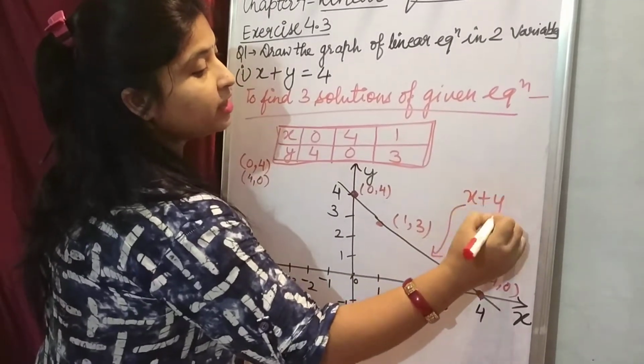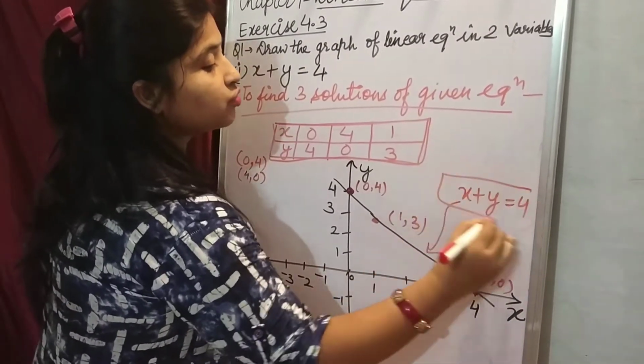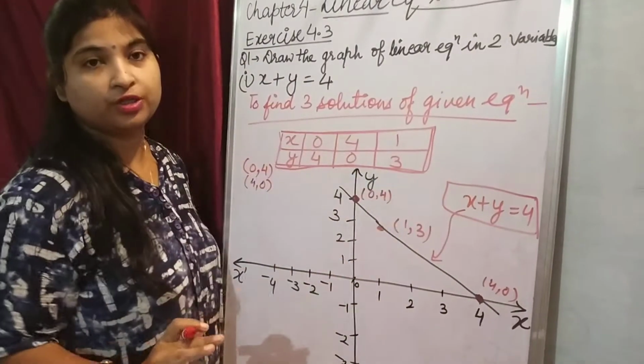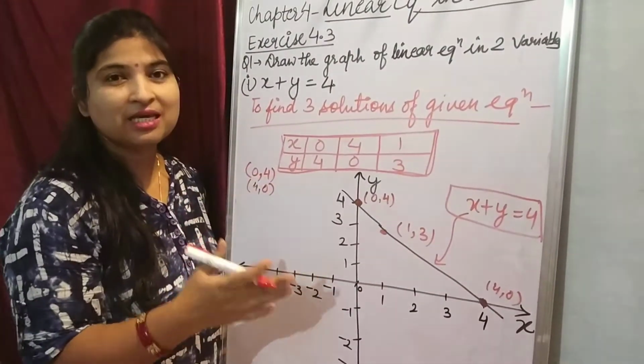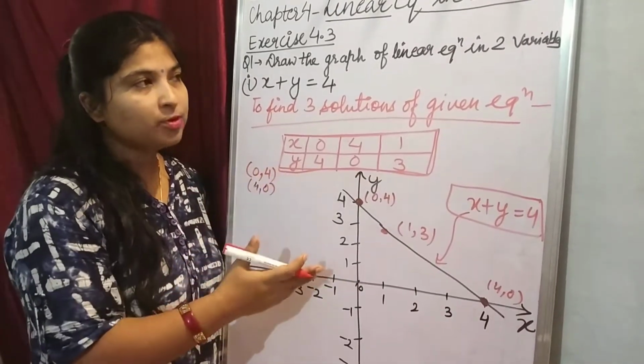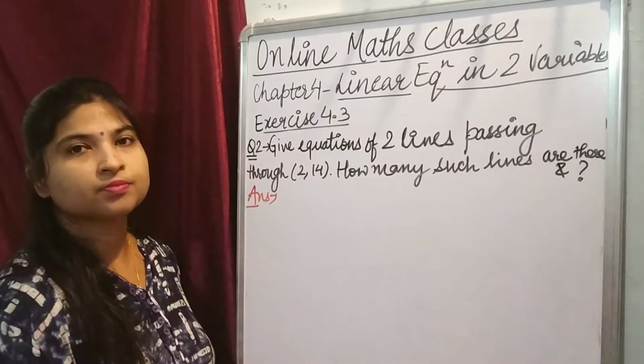x plus y equal to 4. This line shows the graph of this equation. In this way only, students, you have to do all the three parts also. It is very easy. Okay, try to do it. If you are not able to understand, see the video again.